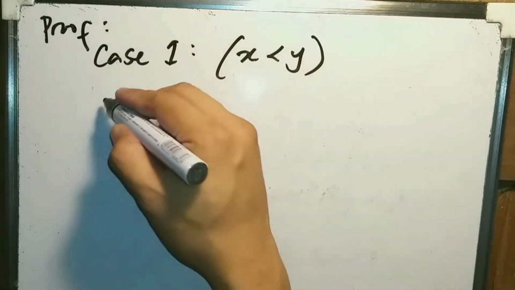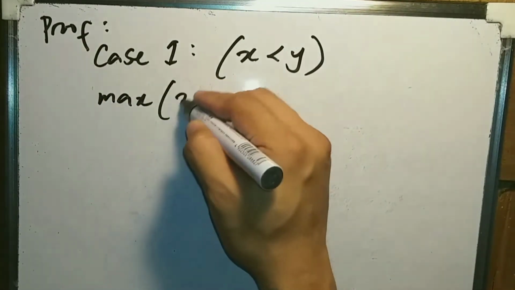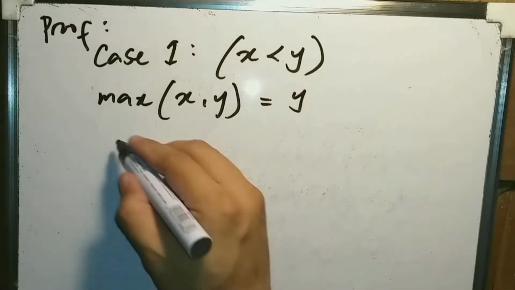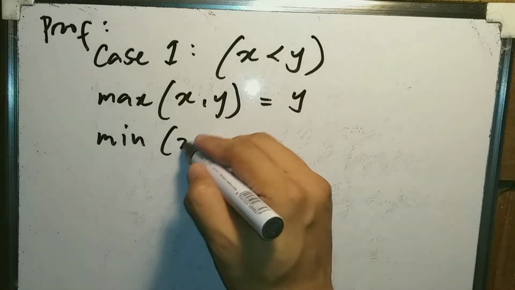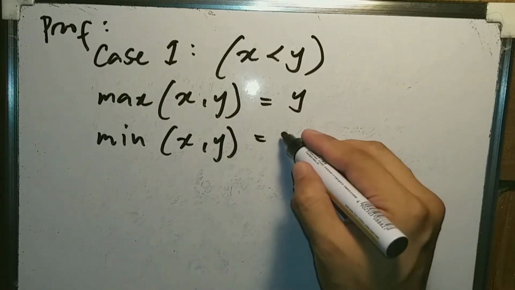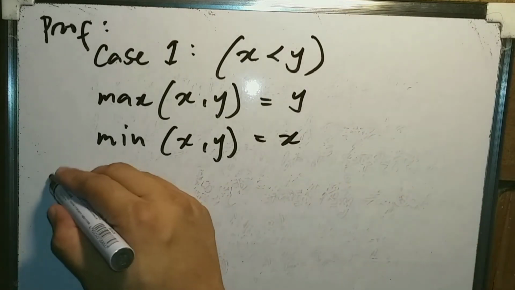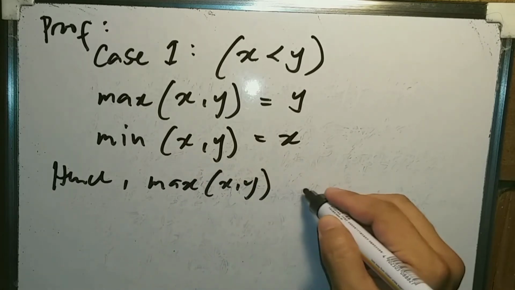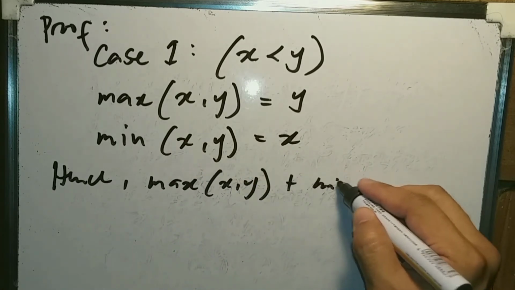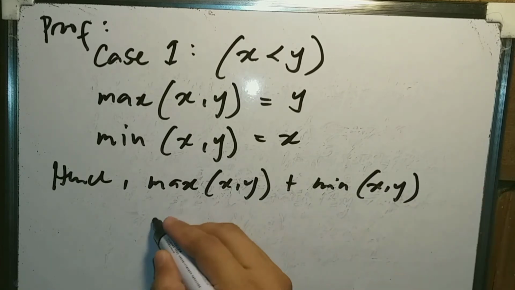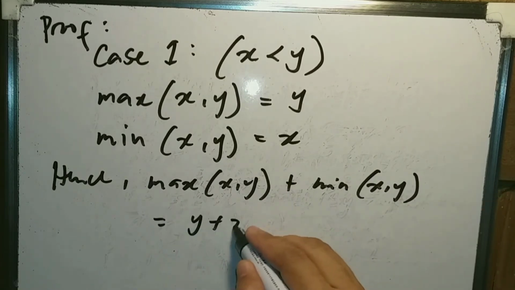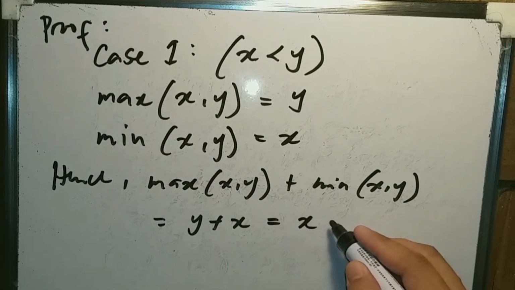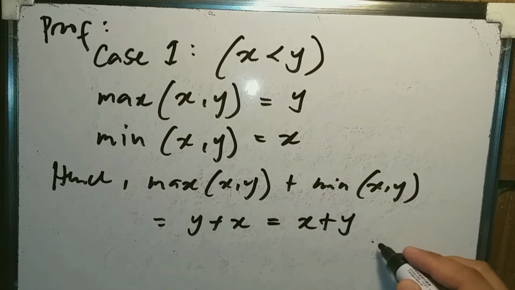So if x is less than y, if we take the maximum of x and y, the answer is y, and the minimum of x and y would be x. So hence, the maximum of x and y plus the minimum of x and y would be y plus x, which is also equal to x plus y.